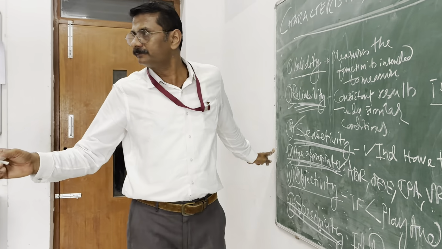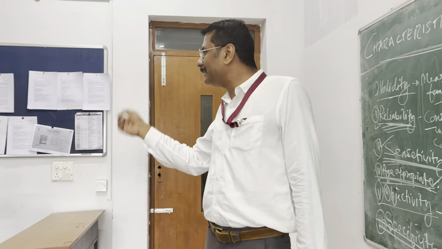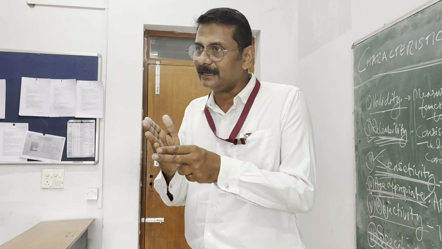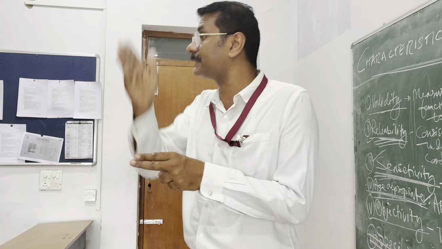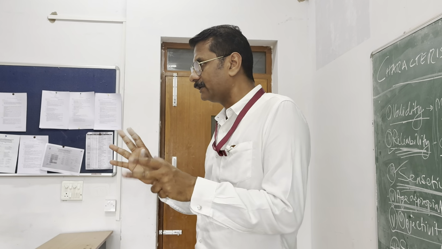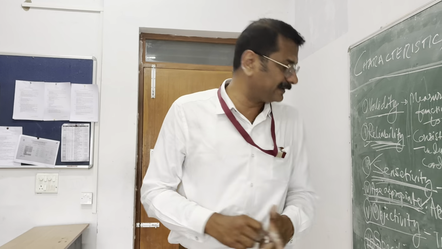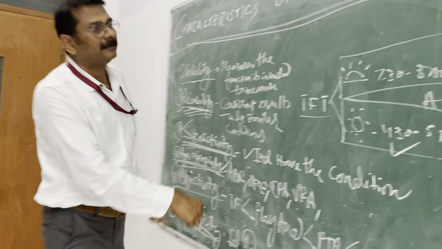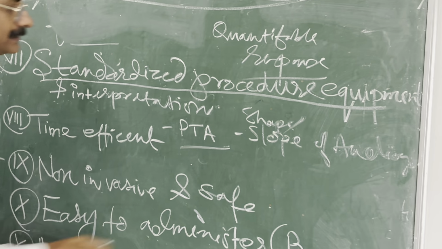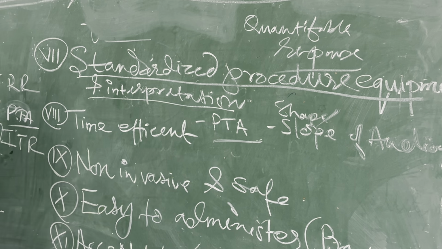Objectivity means the test should not be influenced by the tester. Only then it can have good inter-test reliability. If I do it here, or I do it in London, it should be the same thing. So the test should be objective in nature. The next is, the test should have standardized procedures, equipment and interpretation.